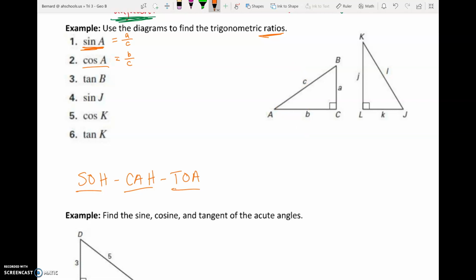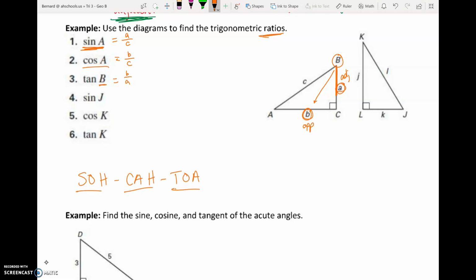Tangent is TOA, opposite divided by adjacent. This time it's talking about angle B. Let's go to angle B. And now across from my shape is opposite. So that would be little b. And then connected would be adjacent, right? And connected and not the hypotenuse. The hypotenuse is its own thing. So connected would be the other side. That would be adjacent, and that's A. So TOA is opposite divided by adjacent. So B divided by A.